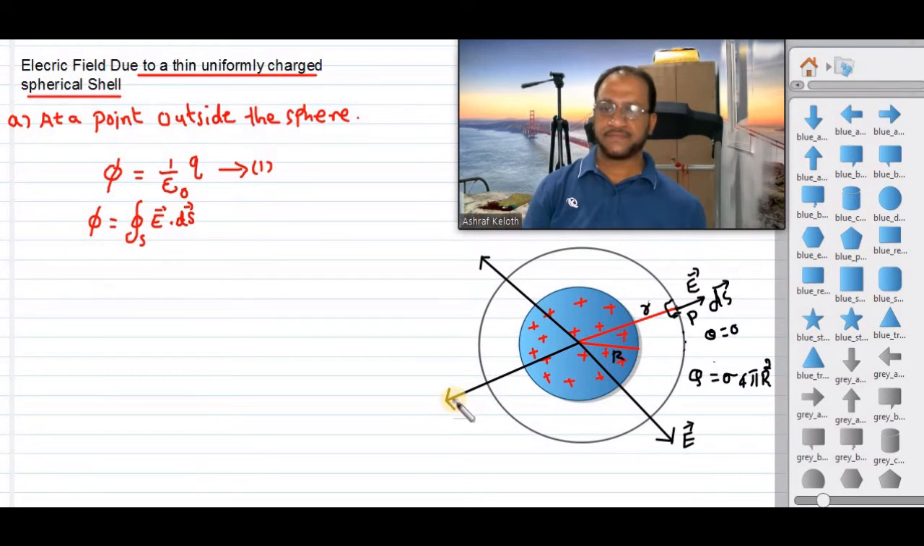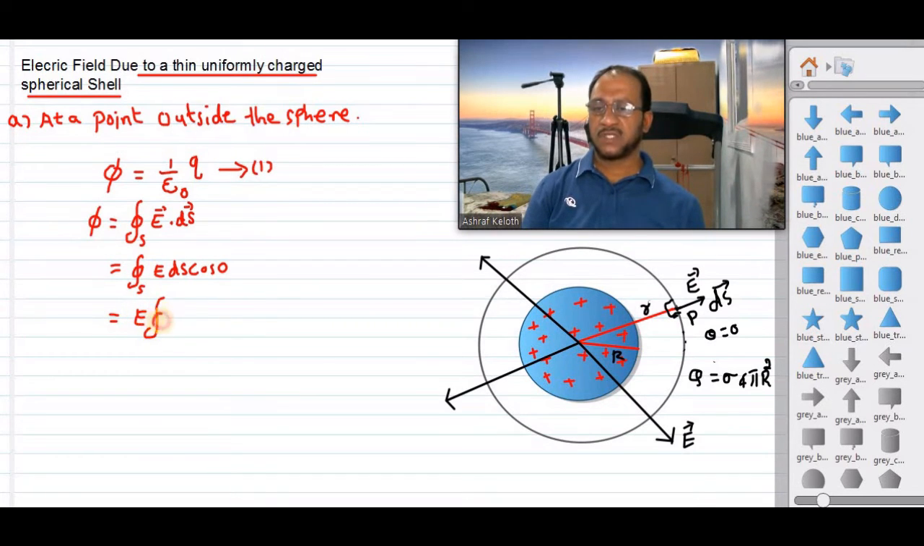So the integral over the closed surface of the sphere of E ds cos 0. Theta is 0 throughout the surface. What is cos 0? 1. And this electric field intensity is constant everywhere on the imaginary sphere. E is the same, so we take E outside the integration. It is a constant. Then we have to integrate ds over the closed surface.